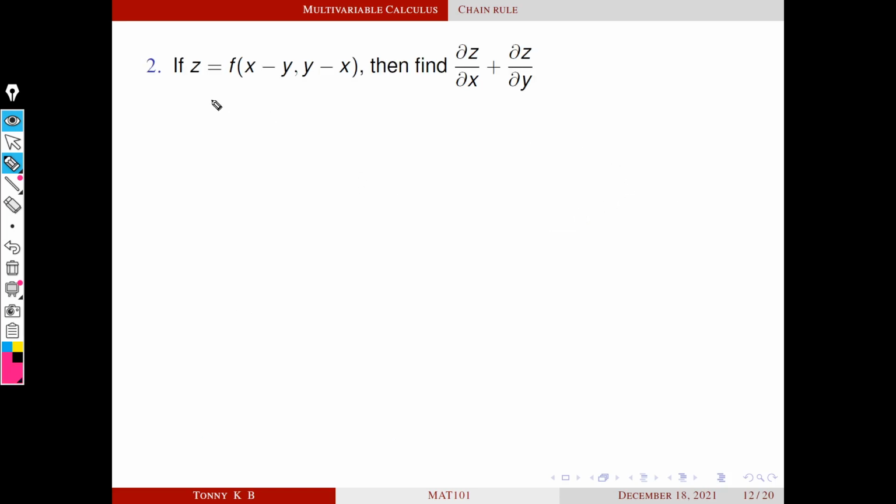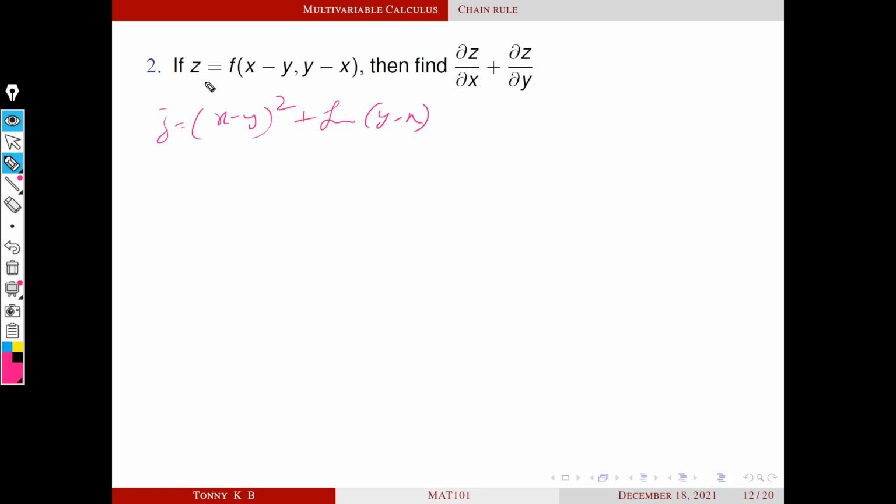Okay, consider the next problem. z is equal to a function f of x minus y comma y minus x. That means z is a function of x minus y and y minus x. Then we have to find the sum of these two partial derivatives. Here f is an arbitrary function. For example, z is equal to (x minus y) whole squared plus sine of (y minus x). This is an example of such a function. There are infinitely many such functions.